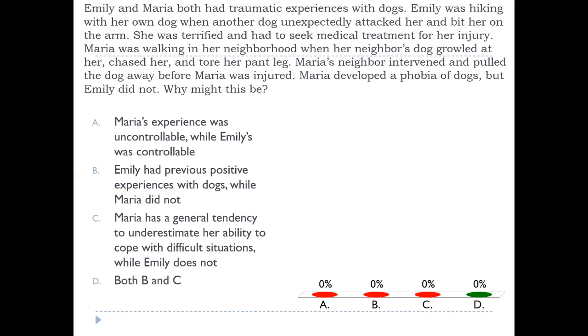Okay. So the answer we're looking for here is D, right? Just by reading the scenario, you can see that both experiences were uncontrollable, right? There wasn't anything about Emily's that was controllable, so that counts out A. It's possible that Emily had previous positive experiences with dogs. It's actually pretty likely since she owns a pet dog, so she's probably had good experiences with her own pet dog, and we know that's a protective factor. Whereas we know that underestimating coping ability is a risk factor, which is C. So the correct answer is D, both B and C.